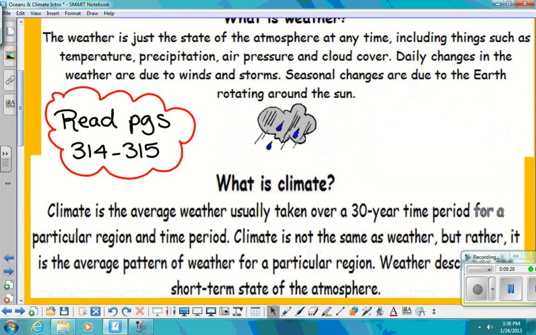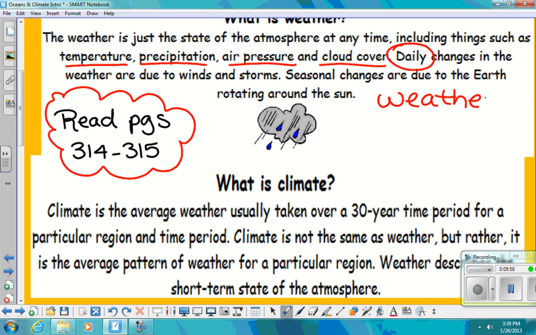Let's talk about the difference between weather and climate. Weather is just the state of the atmosphere at any time, including things such as temperature, precipitation, air pressure, and cloud cover. The daily changes in weather are due to winds and storms. Seasonal changes are due to the Earth rotating around the sun. So when we talk about weather, I want you to think about the fact that these are daily items. When I say items, we're talking about temperature, precipitation, air pressure, and cloud cover.